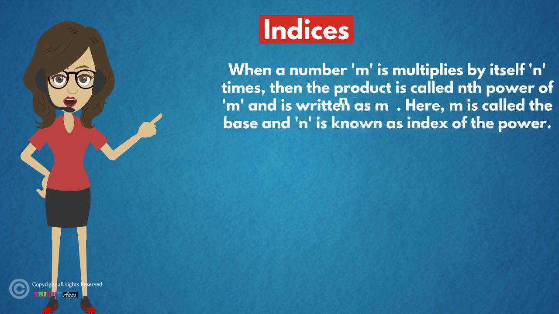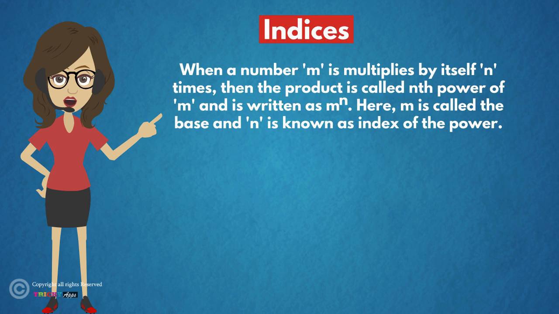Indices. When a number m is multiplied by itself n times, then the product is called nth power of m, and it is written as m power n. Here, m is called the base and n is known as the index of the power. Example, 2 power 3. Here, 2 is base and 3 is the index of 2.